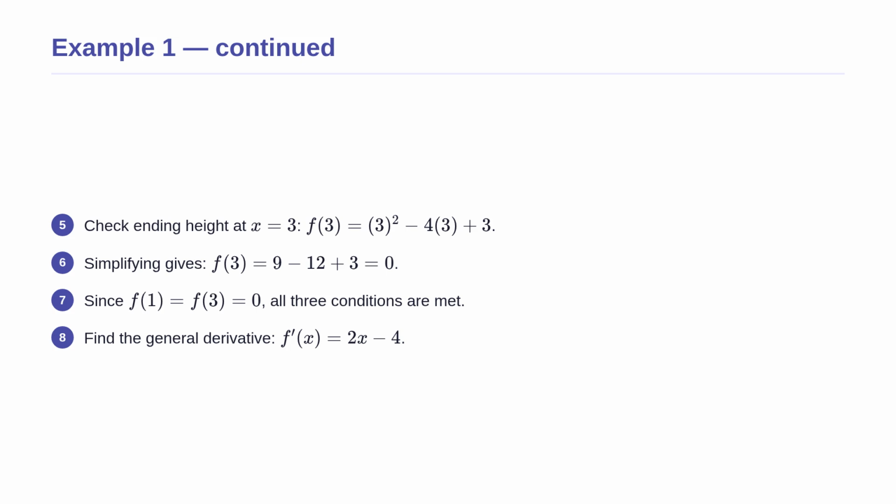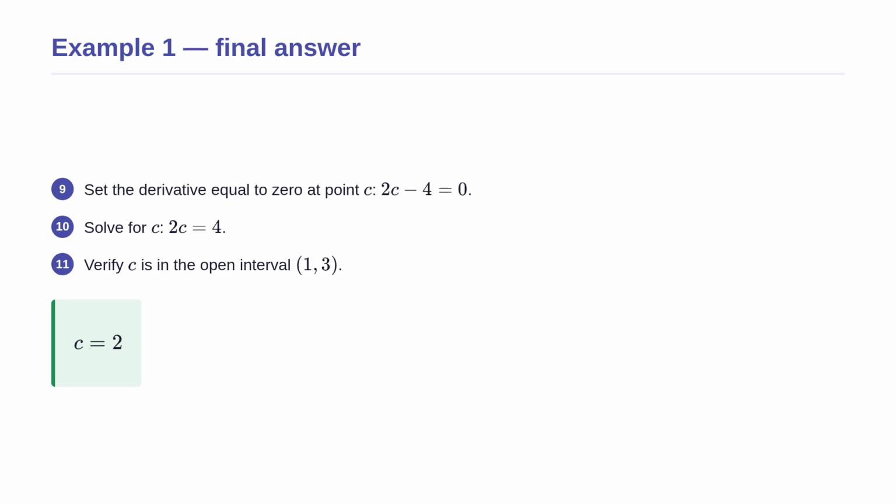Because the starting height and ending height are identical, the third and final condition of Rolle's theorem is completely satisfied. The theorem now absolutely guarantees a flat spot exists. To find its exact location, we use the power rule to find the general derivative of the function, which gives us 2x minus 4. Now we simply need to find where this slope is perfectly flat. We replace the general variable x with our specific target point c and set the derivative equal to 0.